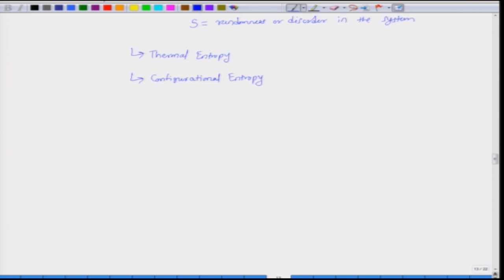And this is because of the different number of ways in which the constituent particles can be arranged in space, right. So this can be easily seen in solids.